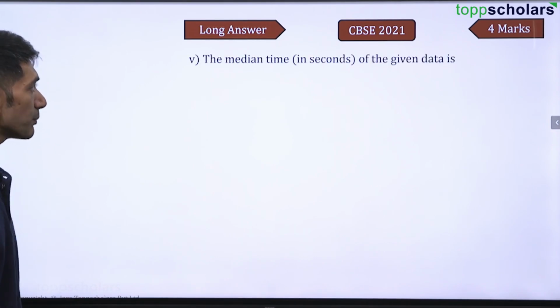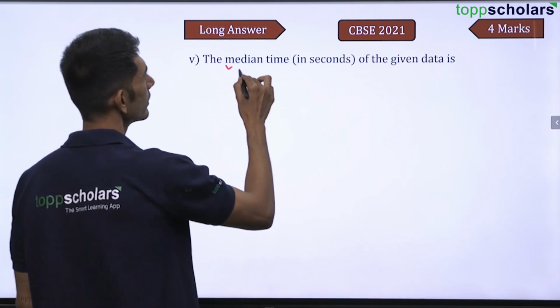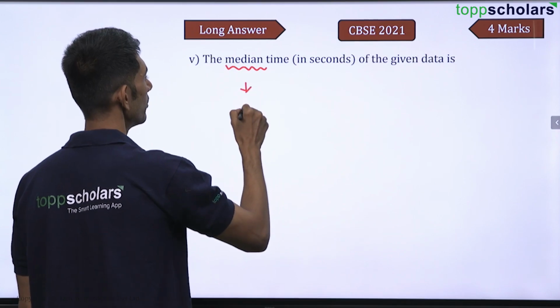Now let us have a look at the fifth part. We are supposed to find out the median. We're supposed to find out the median, right?